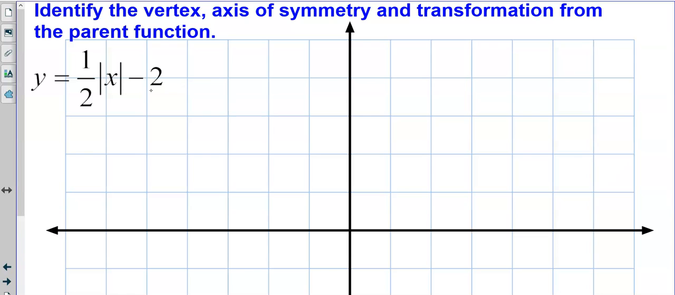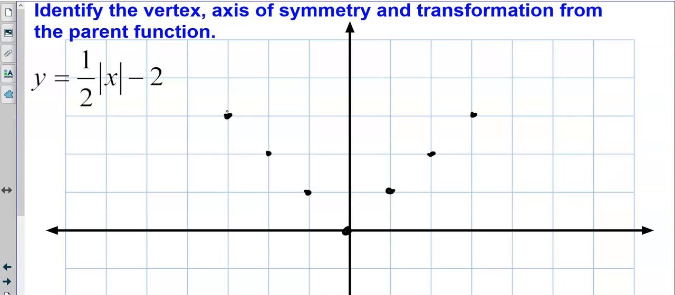Okay, let's try this one. This is getting a little tougher. When you have a number in front here, if it's not 1, that's going to change the shape of it. So you actually have to change those points. But you start with the parent graph. So again, we're always starting with the 0, 0, 1, 1 points we know and love. I'm not going to connect them, but that's the parent graph.